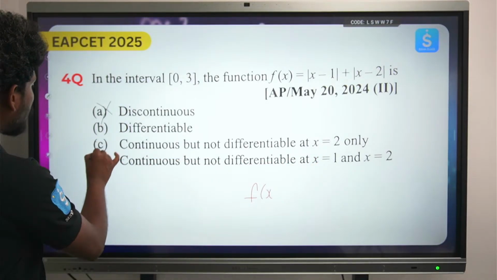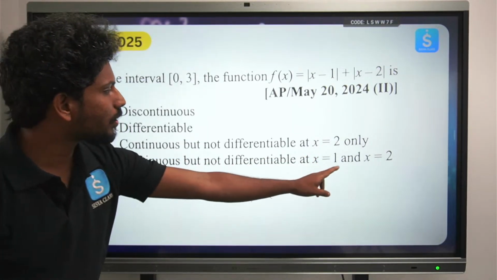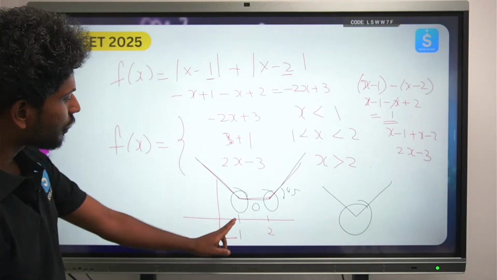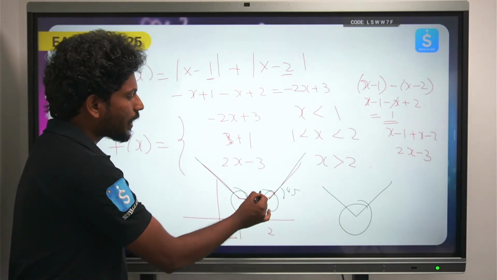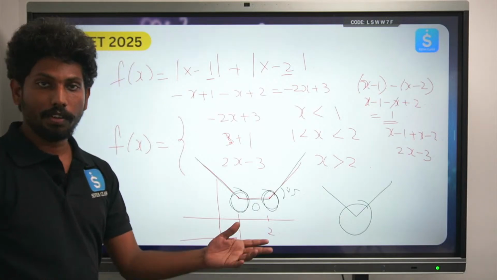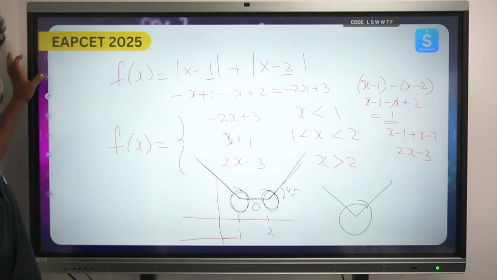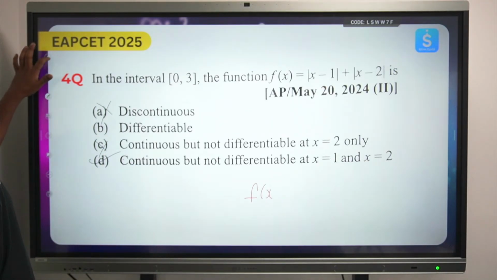No, we have two such points. That is x equals to 1 and x equals to 2. Clearly, at x equals to 1 we have it, and at x equals to 2 we have it. So at 2 points we have the point of non-differentiability. So option D is the right answer.